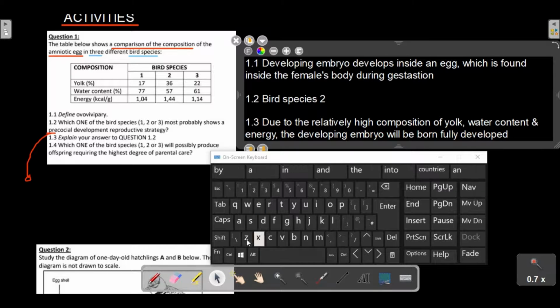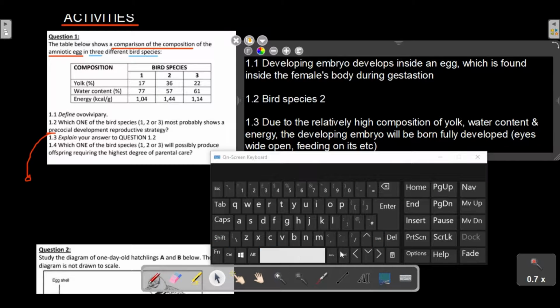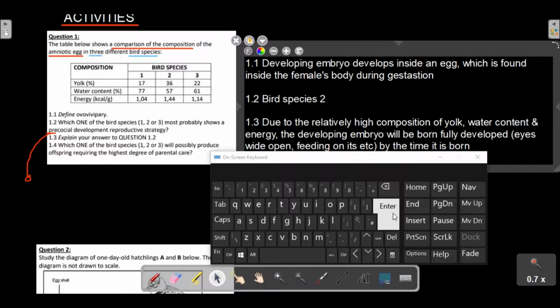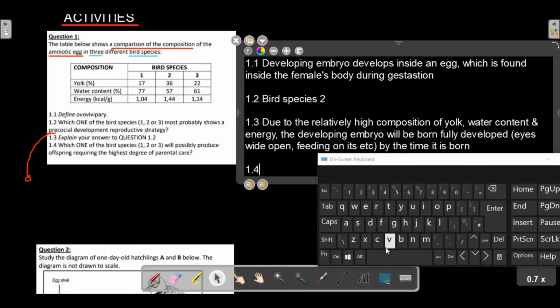So fully developed means that it will be born with eyes wide open, feeding on its own, and so on. So it will be fully developed by the time it is born. Okay, so that's our reason there, guys. I hope you do get what we have stated there in 1.3.